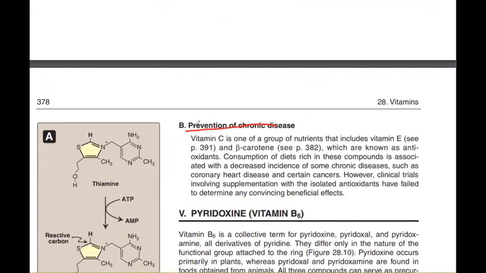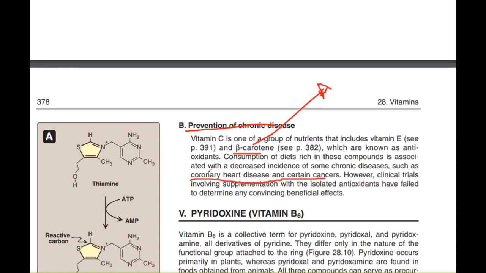Vitamin C prevents chronic diseases. I just told you how there are Ehlers-Danlos syndrome, Menkes disease, Alport syndrome, Goodpasture syndrome, Osteogenesis Imperfecta, and definitely cancers, skin cancers, okay? Now you see vitamin C is one of a group of nutrients that includes vitamin E and beta carotene, so ACE, known as antioxidants. Beta carotene is vitamin A, okay? Consumption of diets rich in these compounds is associated with a decreased incidence of some chronic diseases such as coronary heart disease and certain cancers.